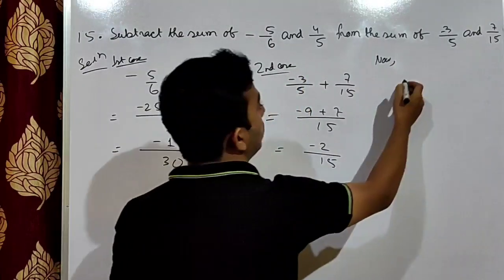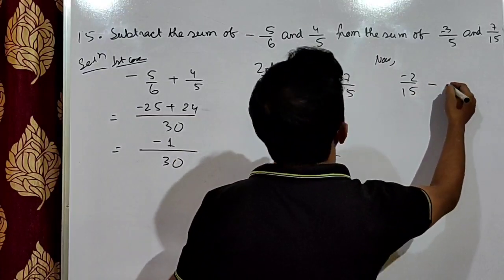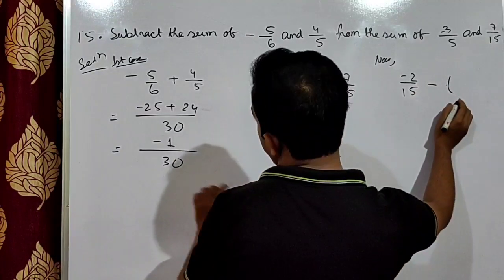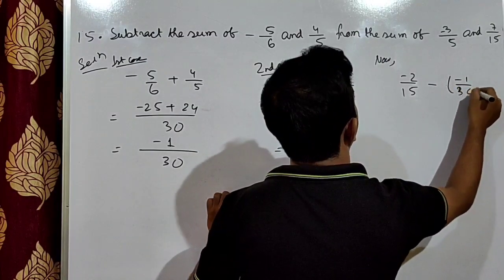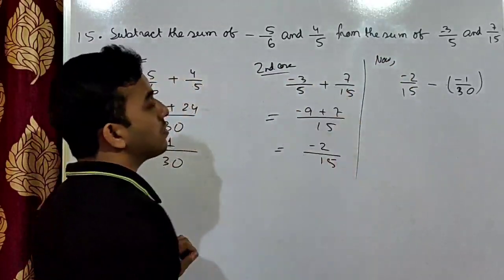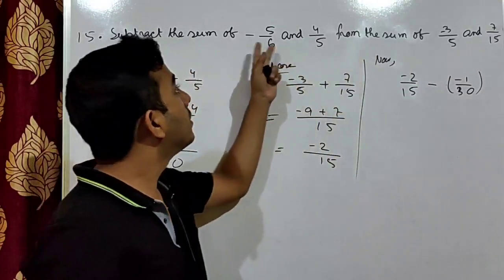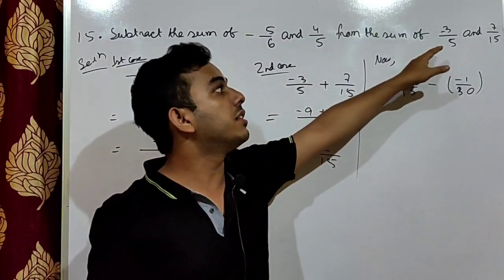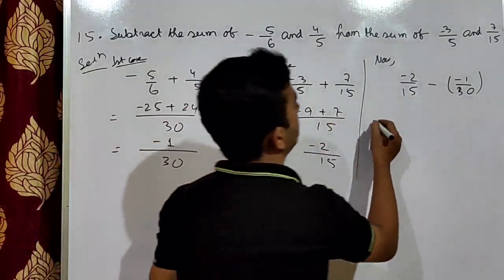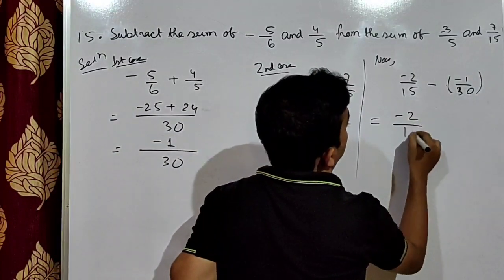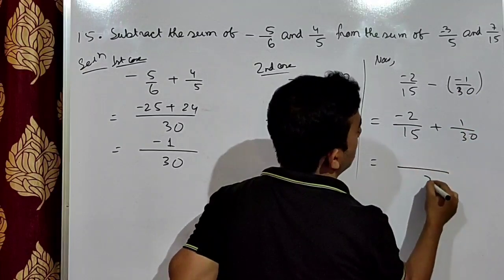The sum of this is 2 by 5 minus 2 by 15 minus 1 by 30. Here we have subtracted the sum of this from the sum of this. This sum is what? Minus 2 by 15 minus 1 by 30. Clear? So it will be minus 2 by 15. Now minus, it is plus 1 by 30. So the denominator will be 30.